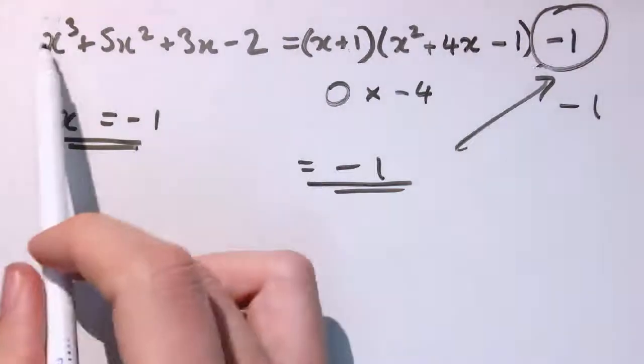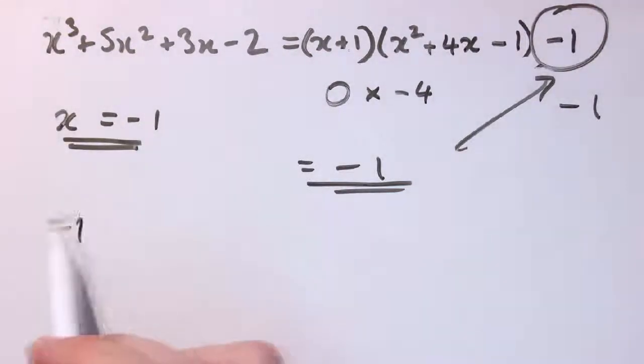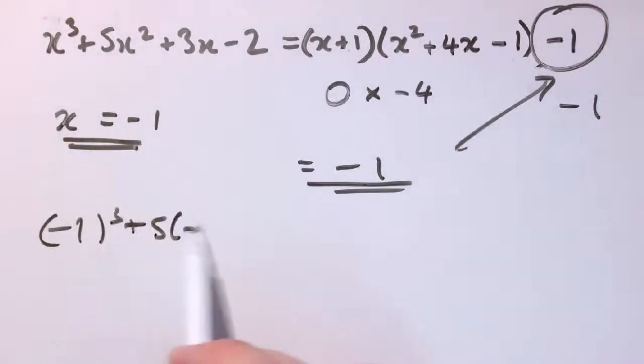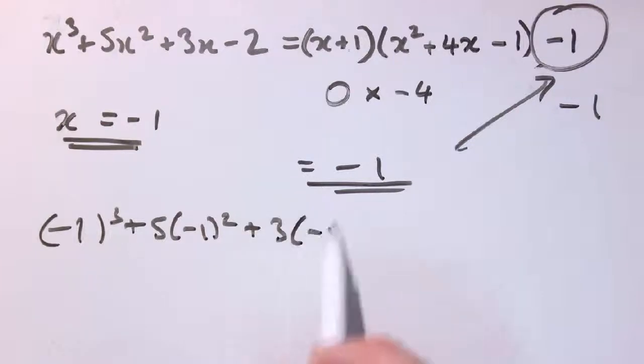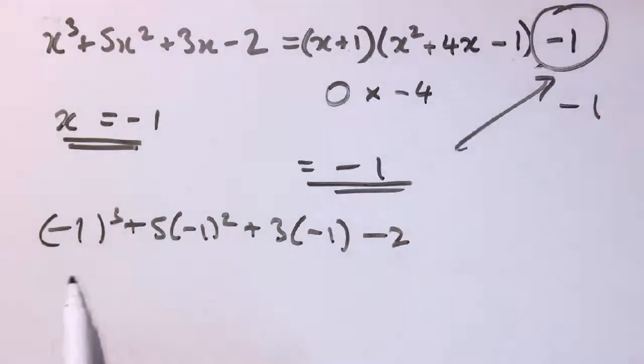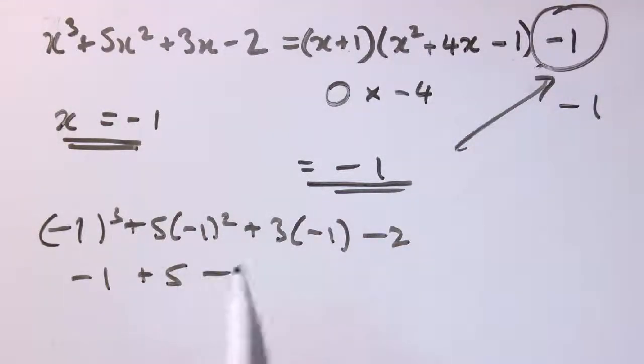And indeed, you can check if you put minus 1 on this side as well if you're not convinced. Minus 1 cubed plus 5 times minus 1 squared plus 3 times minus 1 minus 2, that's minus 1 plus 5 minus 3 minus 2, that is minus 1.